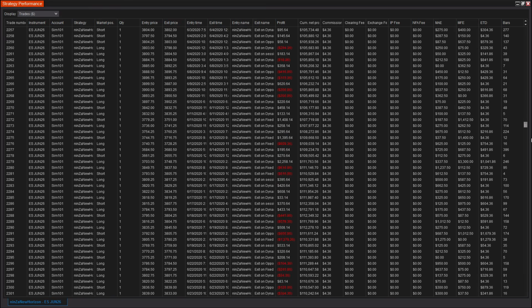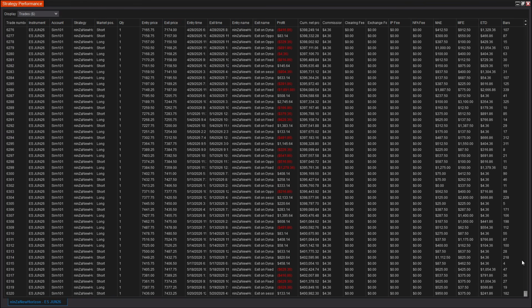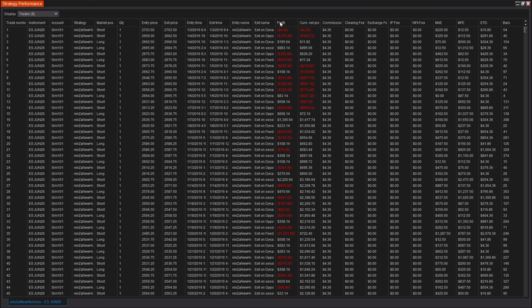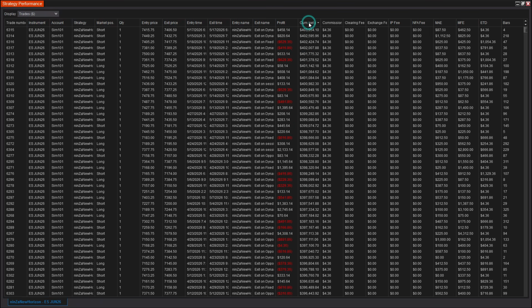And here are all the trades the system has executed over the past 10 years. As you can see, the strategy maintained fairly consistent activity across many different market conditions.